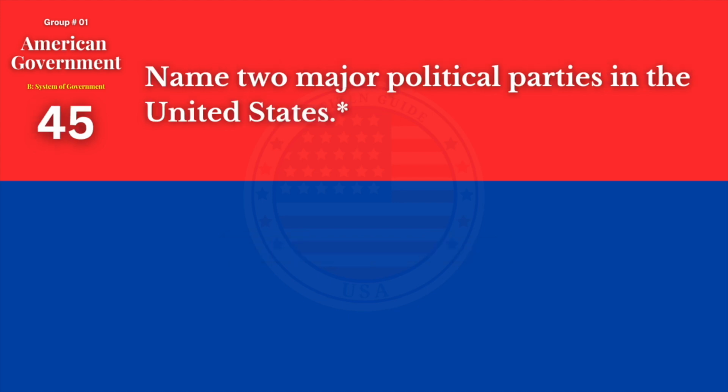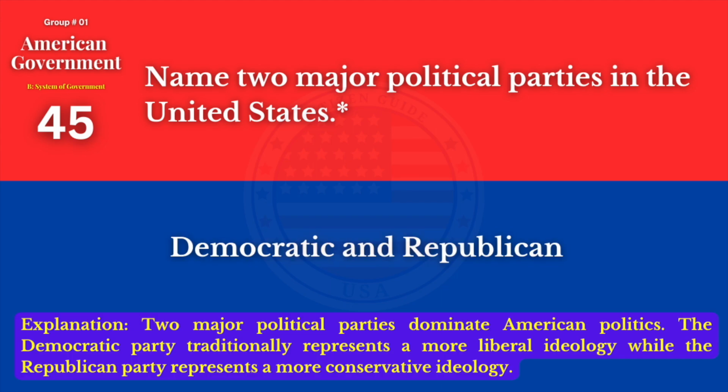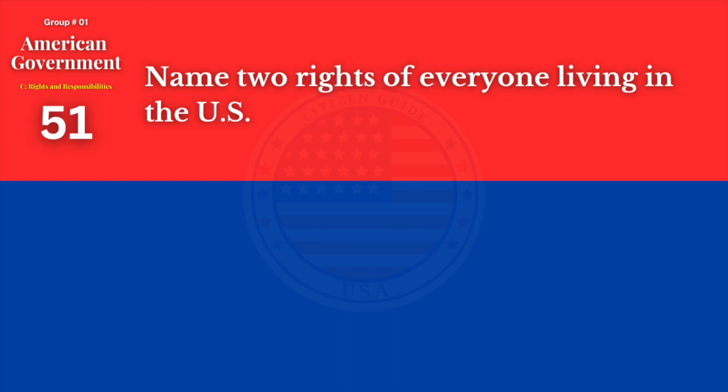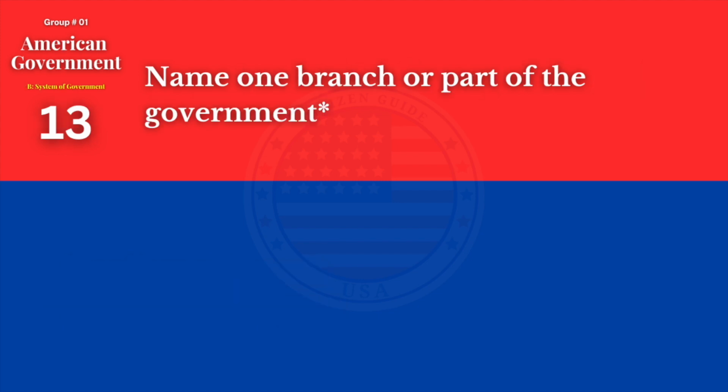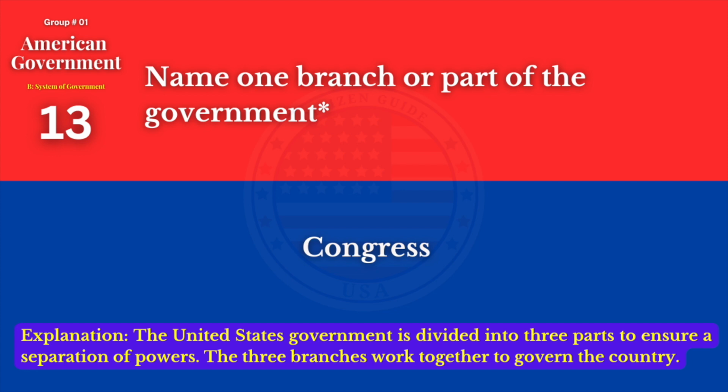Name two major political parties in the United States. Democratic and Republican. Name two rights of everyone living in the U.S. Freedom of speech, freedom of religion. Name one branch or part of the government. Congress.